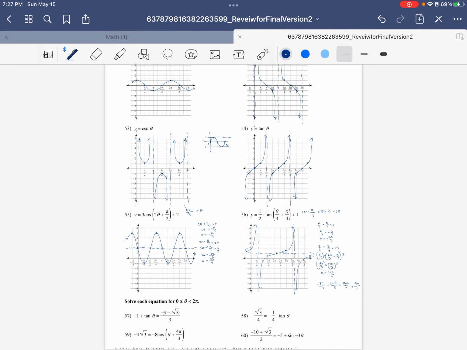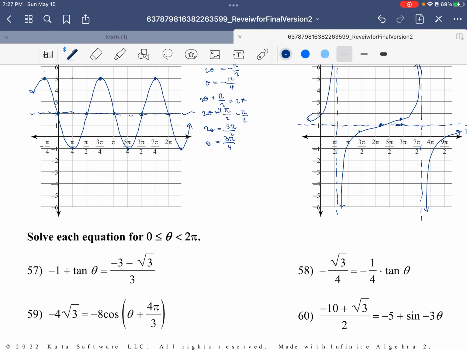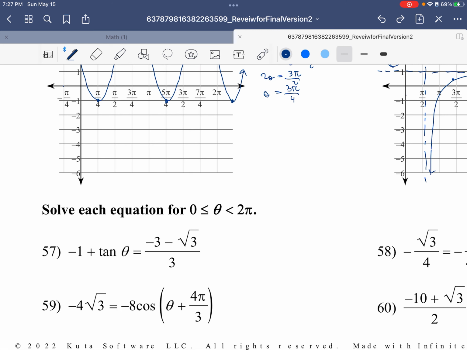Next, we have solve. So now we're going to solve these. Once we find our general equation, we're basically going to plug values in and then find which values would fit within this domain that is being given to us. And so I'm going to do one tan one. You know what, yeah, let me just do them.